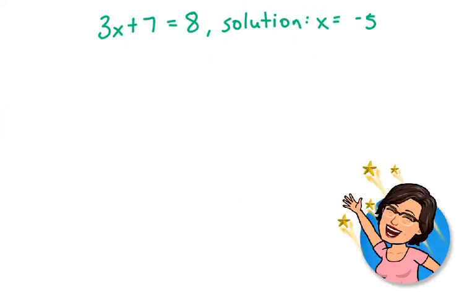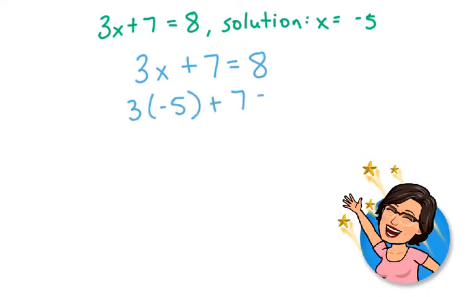All right, try this one on your own. Pause the video. All right, let's try it. X equals -5. So we have 3x plus 7 equals 8. 3 times -5 plus 7 equals 8.